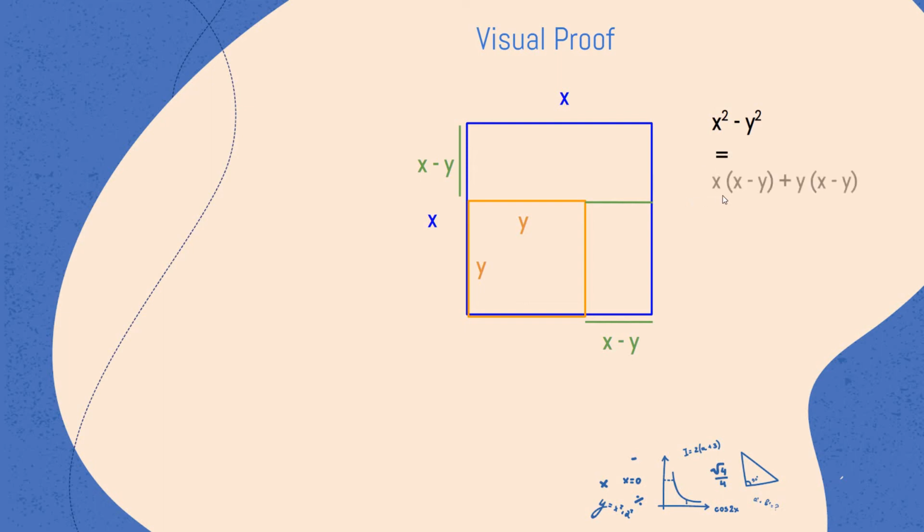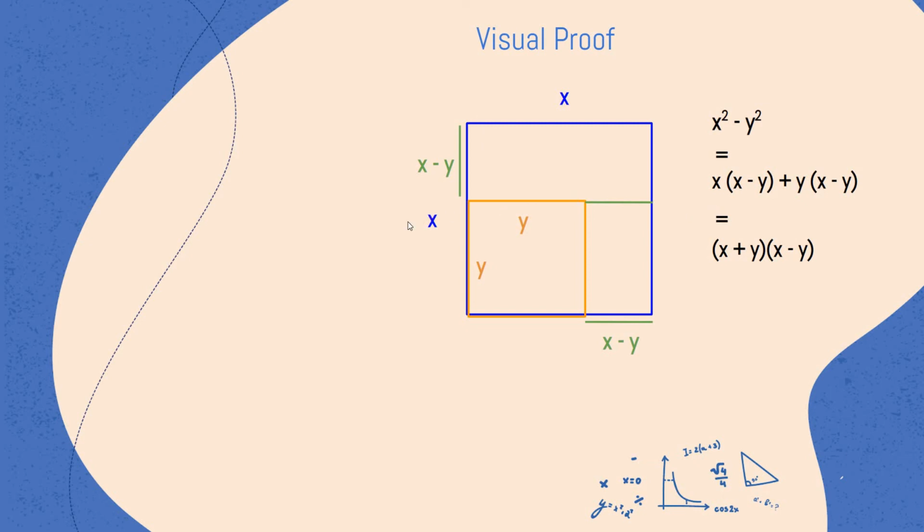This difference of squares is going to equal x times x minus y plus y times x minus y, because this rectangle here, its area is x times x minus y. This rectangle here, its area is y times x minus y, which is exactly what our expression says. Our expression here, as you can see, in both terms, there's an x minus y. We can factor this out, and this gives us x plus y times x minus y, which is exactly what we wanted.